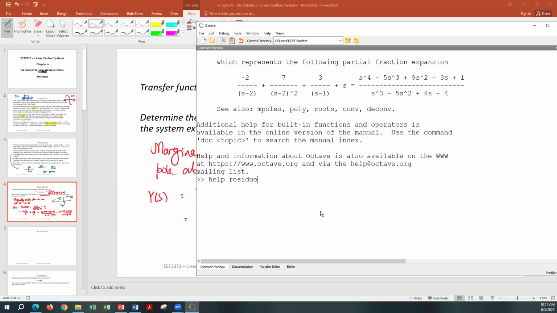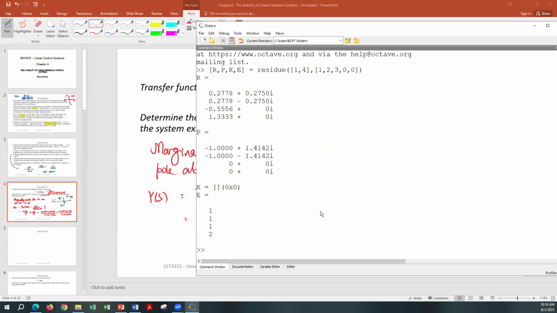I just remember that it starts with the lowest and goes to the highest. That's all I remember. So R, P, K, comma, E. All right, so that is going to show the first power and second power. That's good. Thank you.